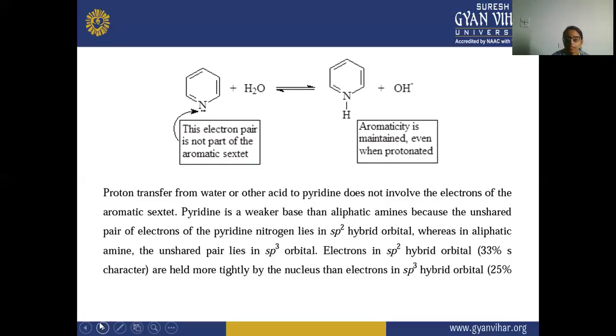So pyridine is a weaker base than aliphatic amines, because the unshared pair of electrons of the pyridine nitrogen lies in an sp2 hybrid orbital, whereas in aliphatic amines the unshared pair lies in an sp3 hybrid orbital. Electrons in an sp2 hybrid orbital, which has 33% s character, are held more tightly by the nucleus than electrons in an sp3 hybrid orbital, which has 25% s character.